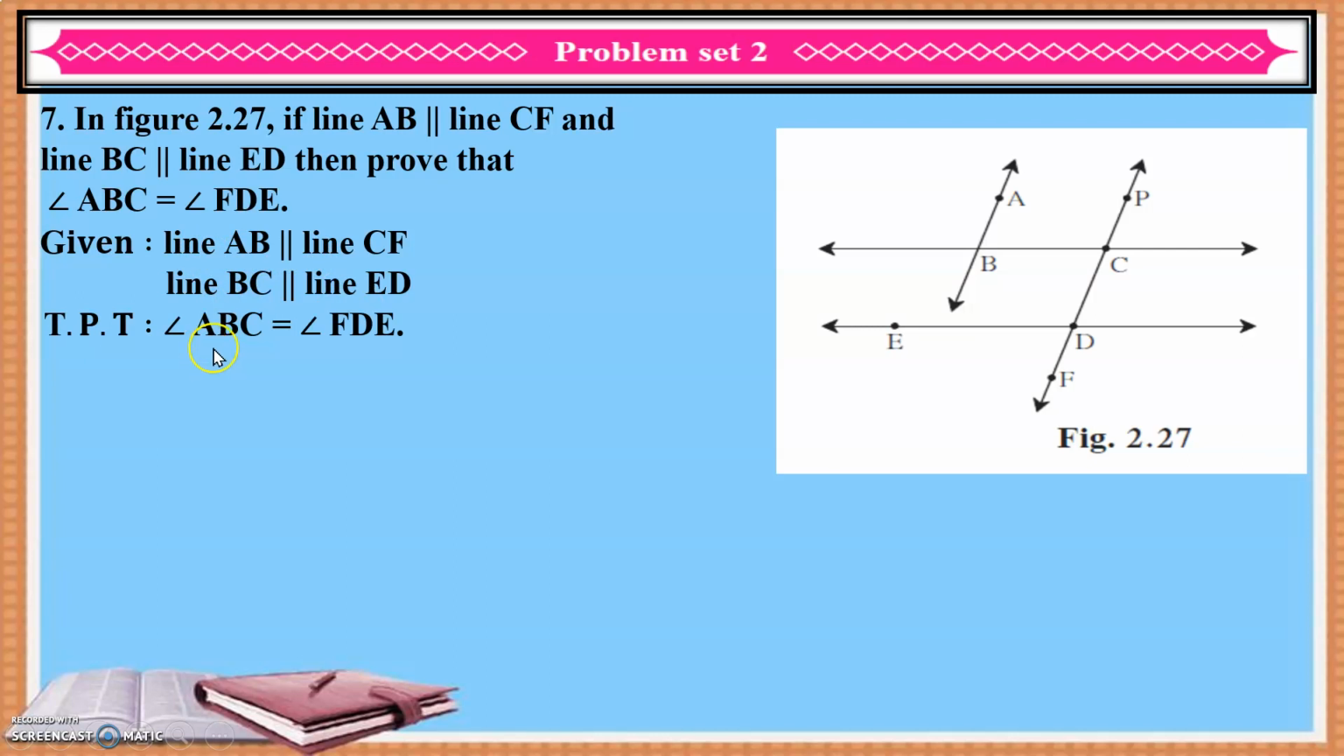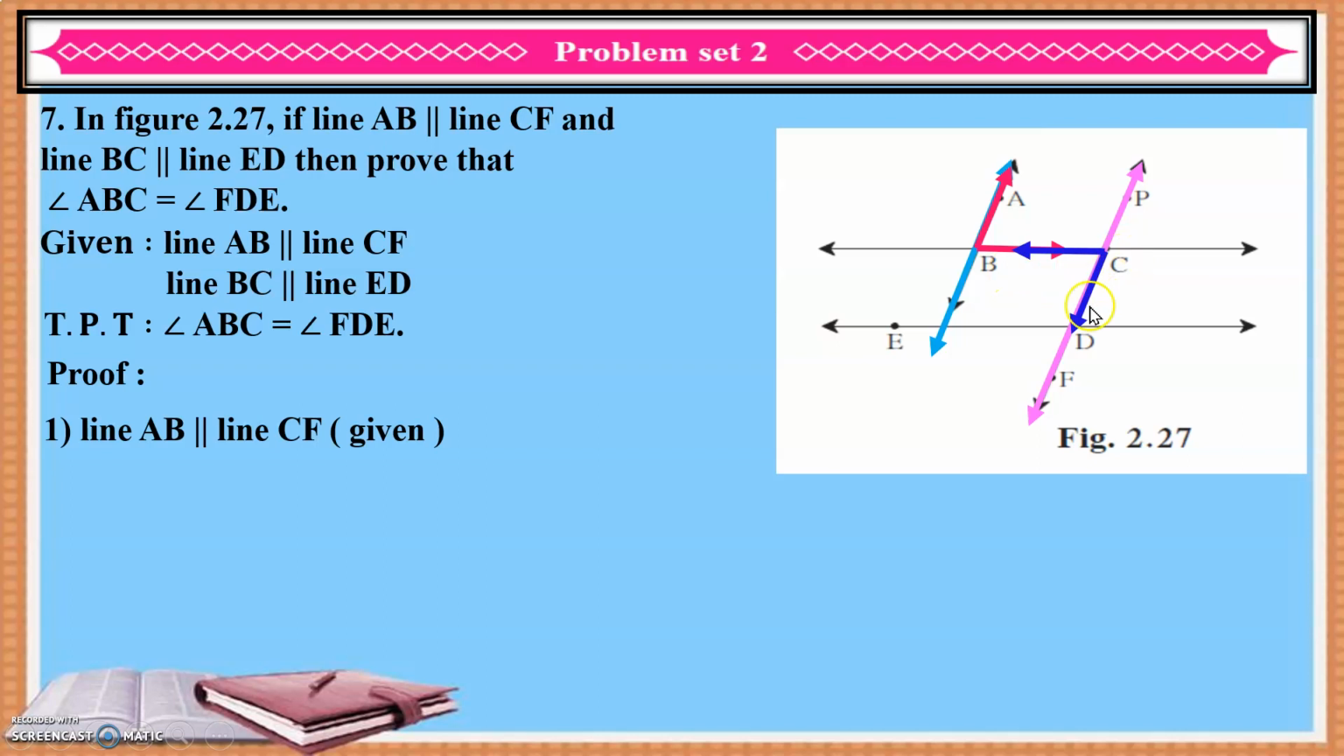And what we have to prove? Angle ABC equal to angle FDE. So let's start with the proof. I will start with the first given, that is line AB parallel to line CF. This is line AB and this is line CF. So I can say that angle ABC will be congruent to angle BCD. Why will they be congruent? Obviously they are alternate angles. So we can write angle ABC equal to angle BCD, alternate angles. Clear this statement?